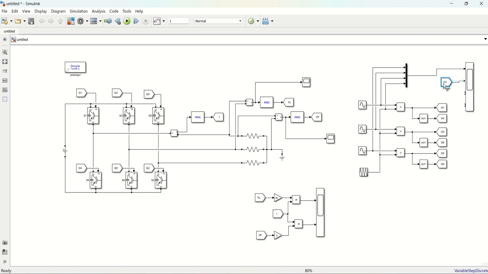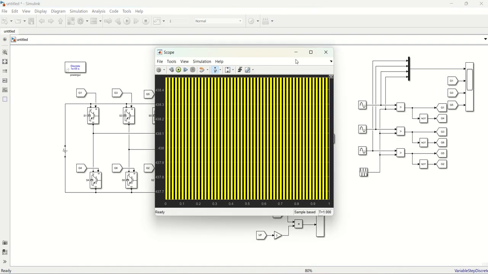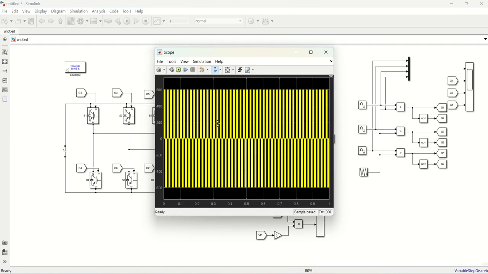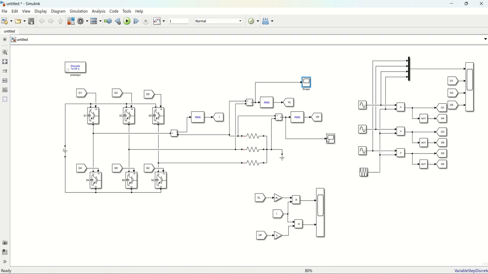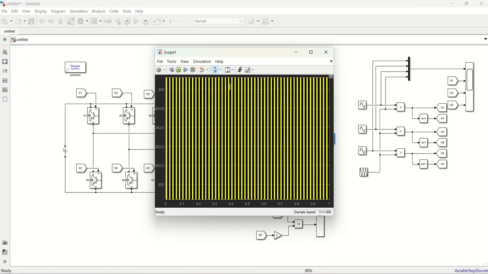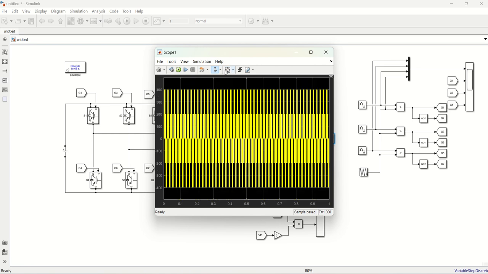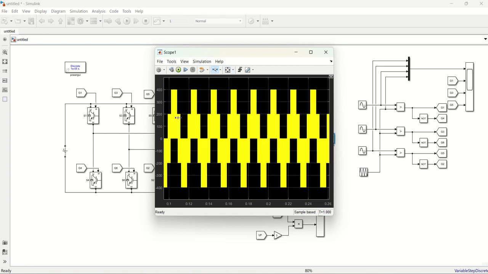And all the pulses I will try to take, that is G1, G3, G5. Now we'll execute it. So this is our line voltage, and this is our phase voltage.